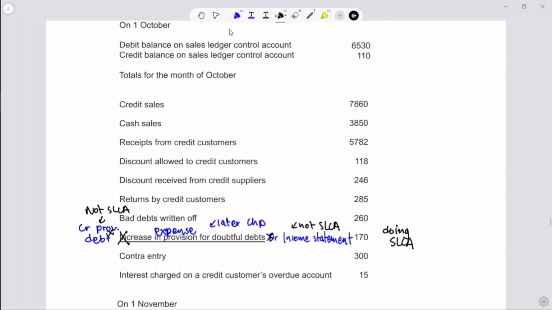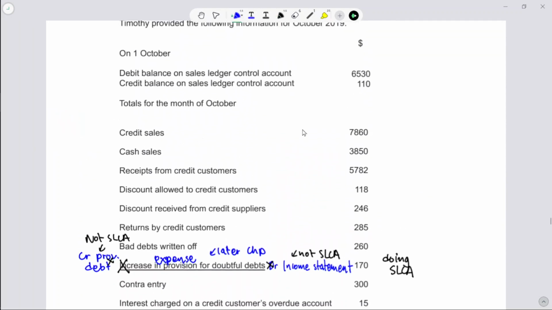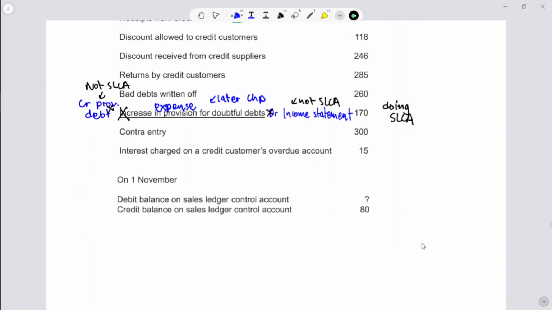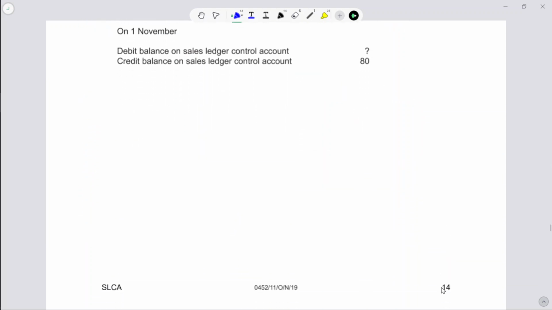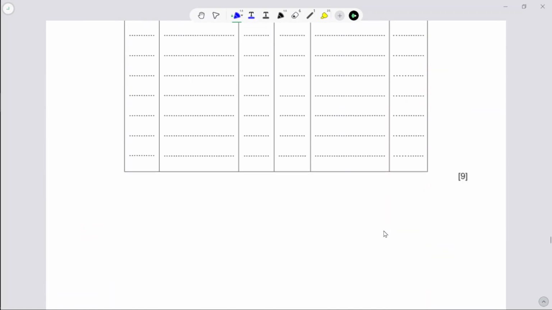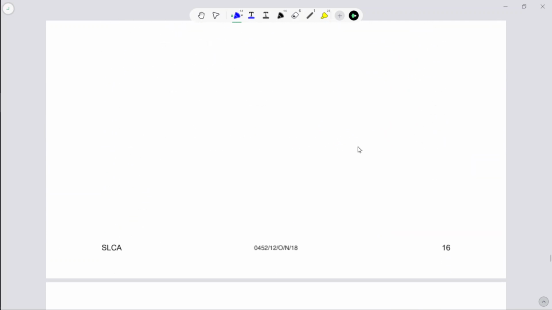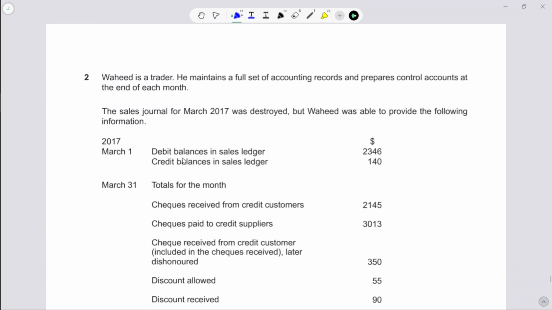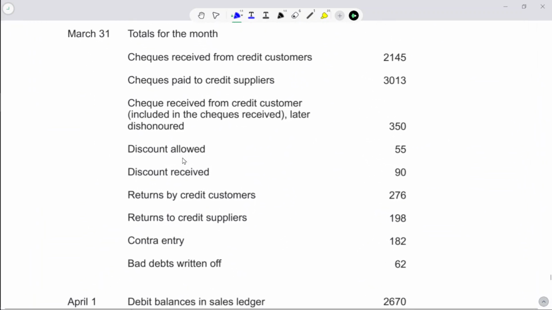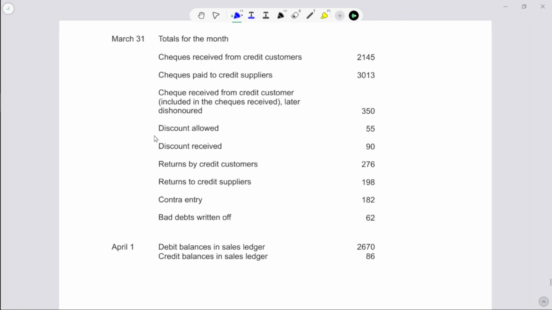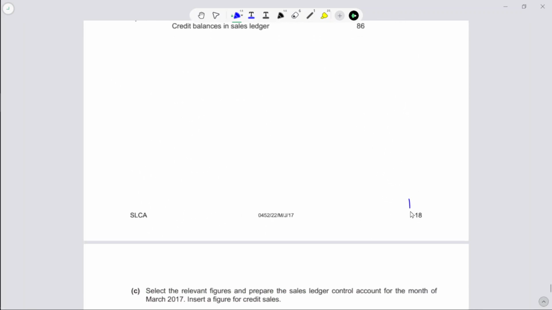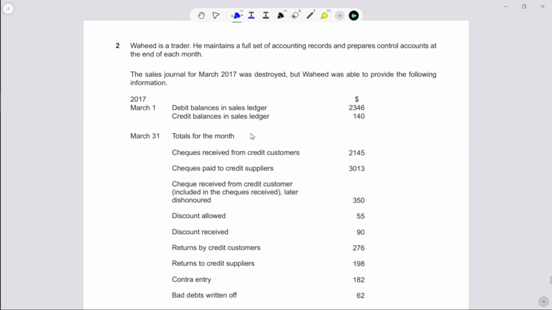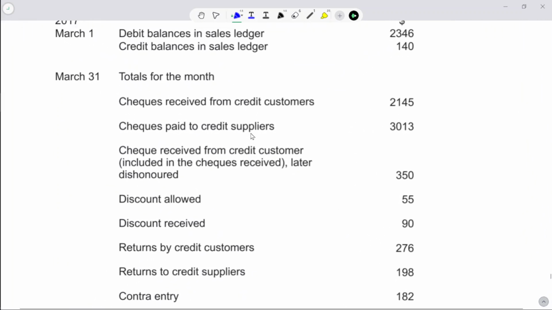So this one I want you to do as homework, which is page 14 homework. Then page 16 also homework. Okay. Page 18 also homework. But here's the thing I want you to highlight. This one.